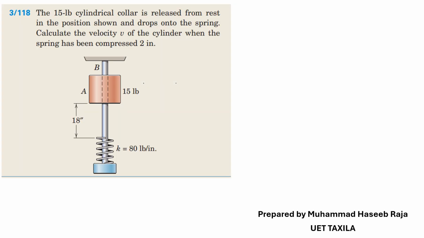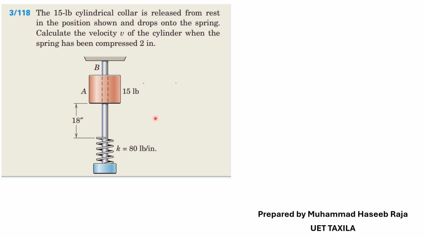Today's problem is: the 15 lb cylindrical collar is released from rest in the position shown and drops onto the spring. Calculate the velocity v of the cylinder when the spring has been compressed 2 inch. So our body of interest is when this collar compresses the spring 2 inch. Then we find the velocity.